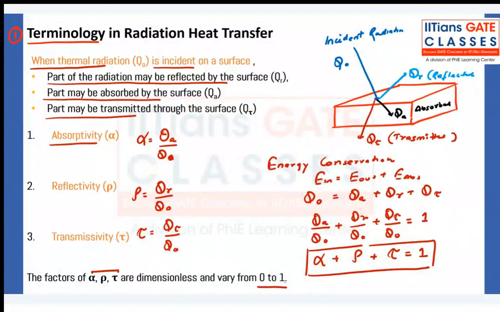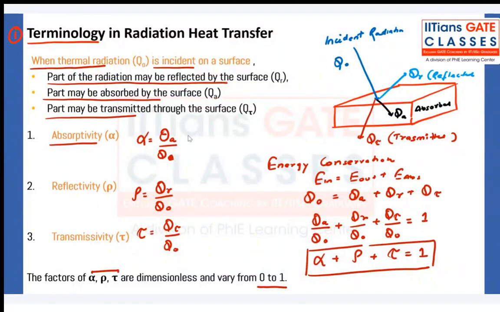For example, if it is a black body, it can absorb everything. So if the body is absorbing everything, then alpha is equal to 1. If the body is reflecting everything, then reflectivity is equal to 1. If the body is transmitting everything, then transmissivity is equal to 1. An opaque body is a body that does not transmit anything, so transmissivity will be 0. Absorptivity, reflectivity, or transmissivity will vary between 0 and 1. Either it can be 0, or it can be 1, or it can be any number between 0 and 1. If a fraction is absorbed, then it is somewhere between 0 and 1. If nothing is absorbed, absorptivity is 0. If everything is absorbed, absorptivity is equal to 1. Clear? Similarly for reflectivity and transmissivity.